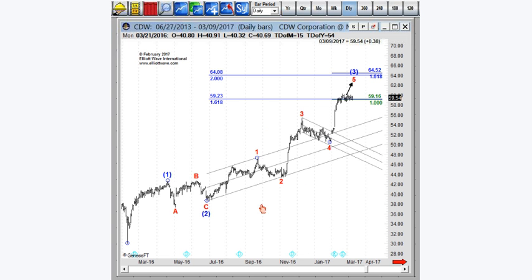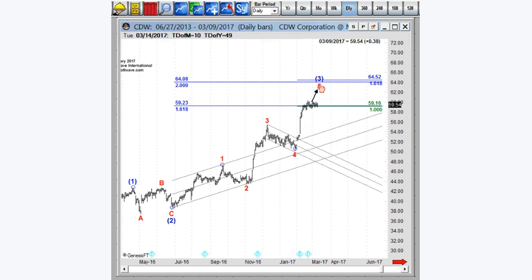I'm watching it closely right now because I think we are close to finishing wave 5 of a larger impulsive structure. Notice we have wave 3. So moving forward in time, I'll look for another decline, probably 56, 54, and then still further rally on up to the 68, 70 handle. That's essentially what I'm looking at.